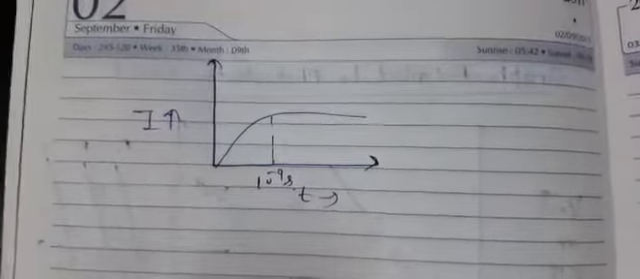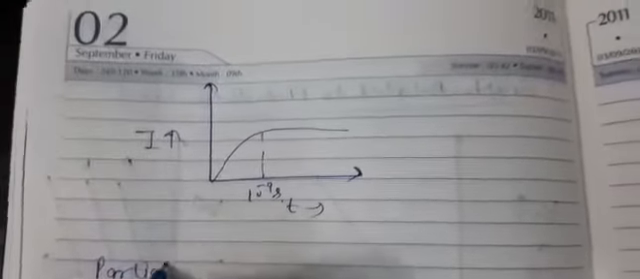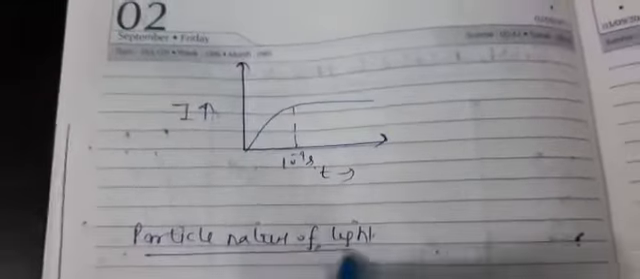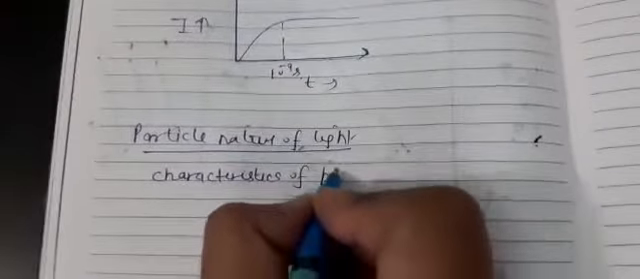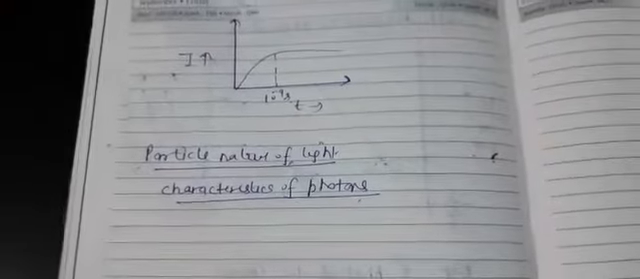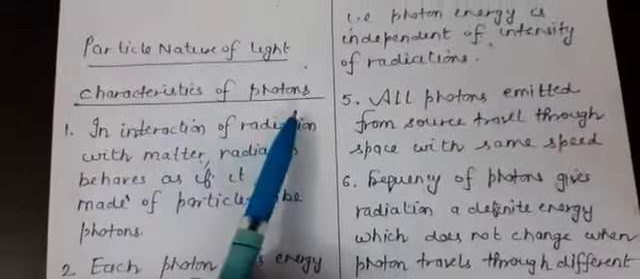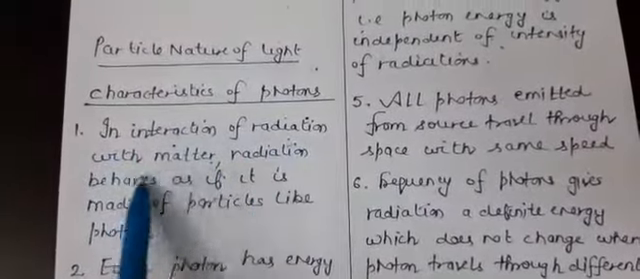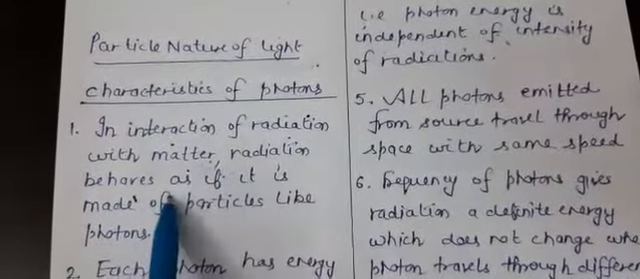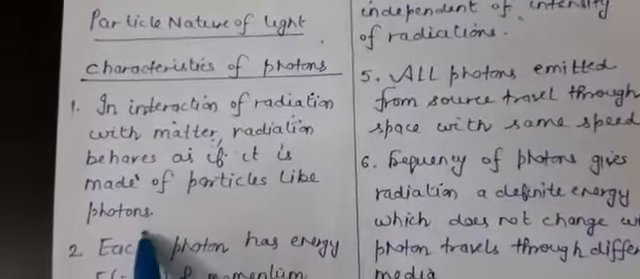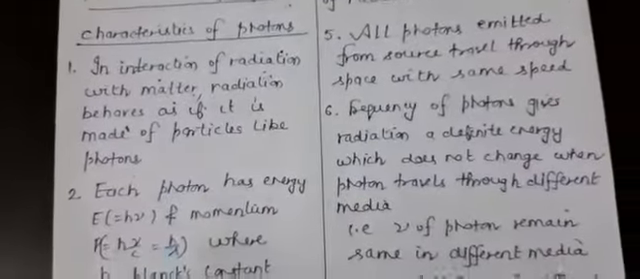Now next we will discuss the particle nature of light. For that we will study some of the characteristics of photons. So let's see. Let me read the points. What are the characteristics of photons? In interaction of radiation with matter, radiation behaves as if it is made up of particles like photons. So these are some characteristic points. I will explain them one by one.